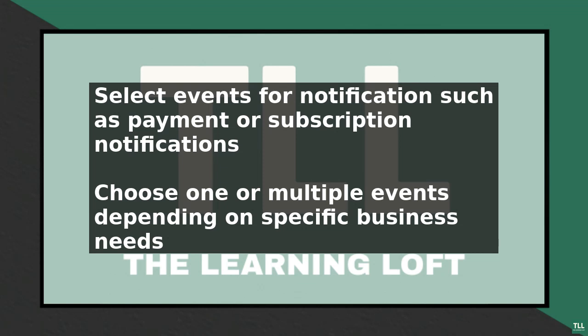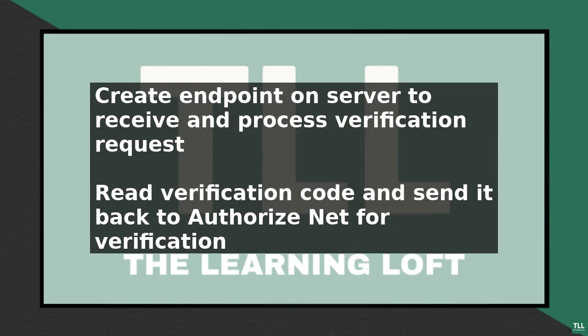Authorize Net will then send a verification request to the URL you provided to verify that it is a valid endpoint. To verify the webhook, you need to create an endpoint on your server that can receive and process the verification request. The verification request is a simple HTTP POST request that contains a verification code. Your endpoint needs to read the verification code and then send it back to Authorize Net in the response. Once the verification is complete, Authorize Net will start sending notifications to your server.